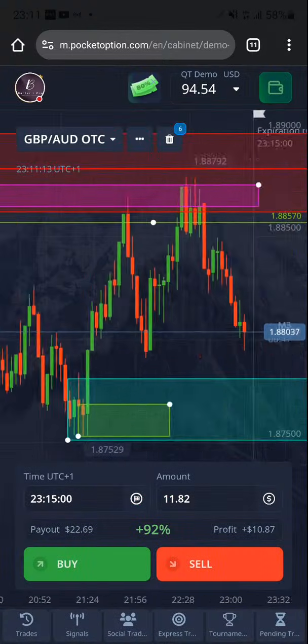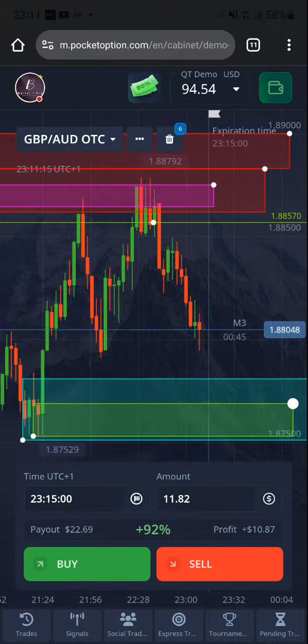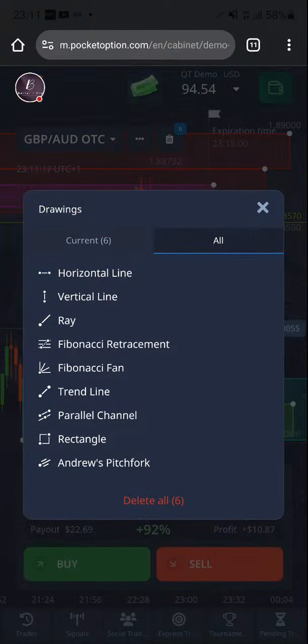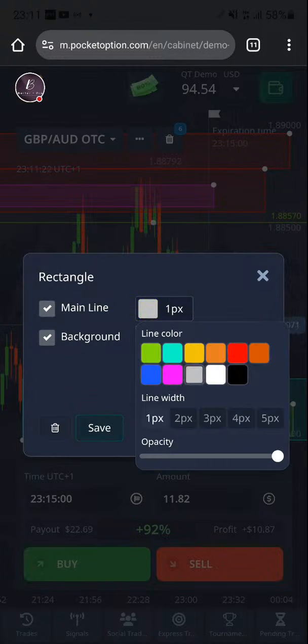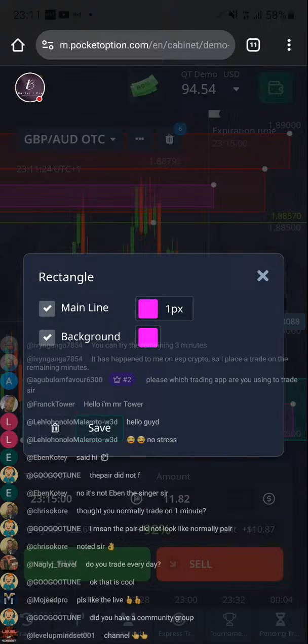Over here, now we have an entry inside this demand area. I'll mark it as a lower time frame entry. If price comes to that entry, I'm taking a trade to the upside with the buyers. You understand?